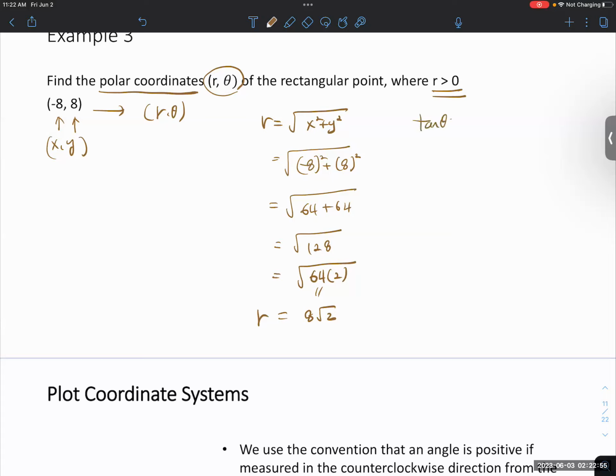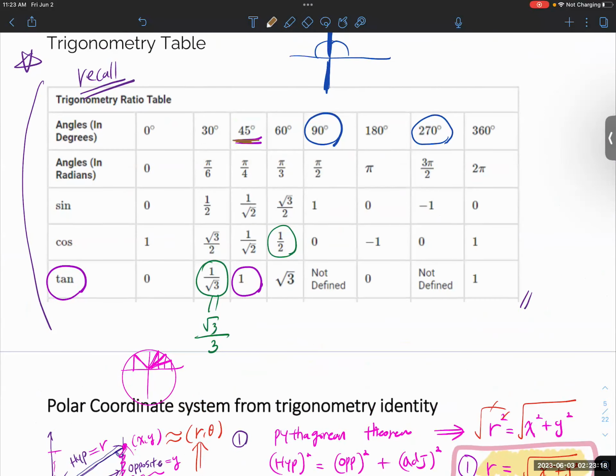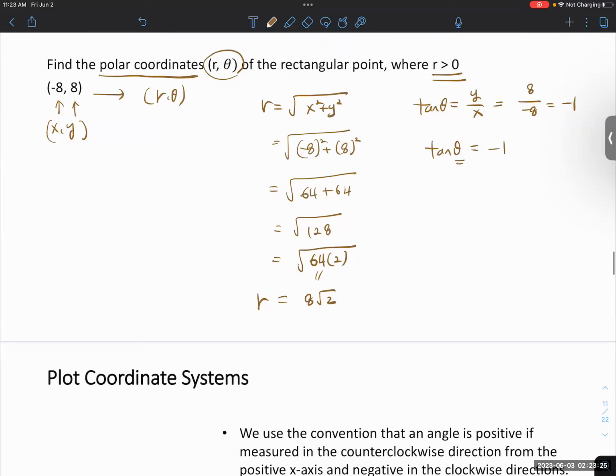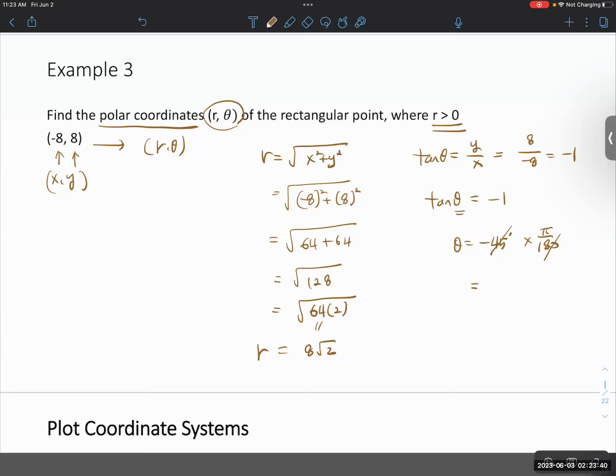Next, tangent theta is y over x. y is 8, x is -8. So we have tangent theta is -1. Am I correct? So how do we find theta? Do we have it in the table? Let me check it out. Tangent theta is -1, so maybe -45 could be the possible answer. Okay. So theta is -45, and you can convert it to radians. So 45 divided by 180, if I divide it by 9, it's going to be -5 over 20.